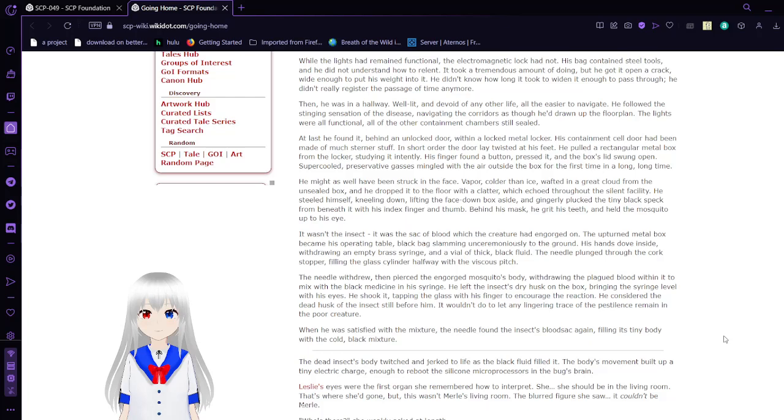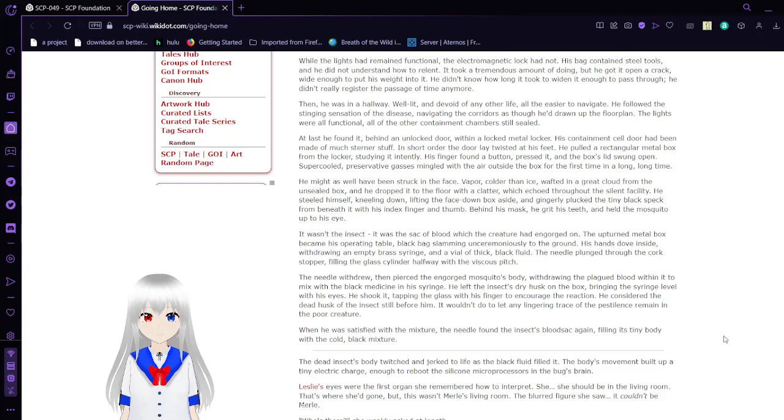It took a tremendous amount of doing, but he got it open a crack, wide enough to put his weight into it. He didn't know how long it took to find it wide enough to pass through. He didn't really register the passage of time anymore. Then he was in the hallway, well lit and devoid of any other life, all the easier to navigate. He followed the stinging sensation of the disease, navigating the corridors as though he'd drawn up the floor plan. The lights were all functional, and all the other containment chambers were ill sealed. At last he found it, behind an unlocked door with a locked metal locker.